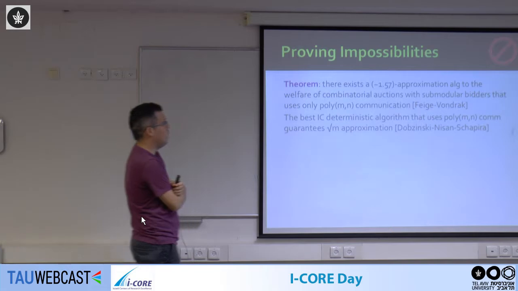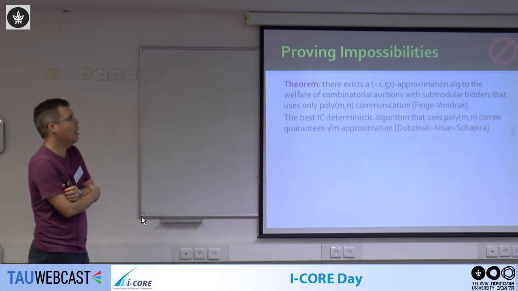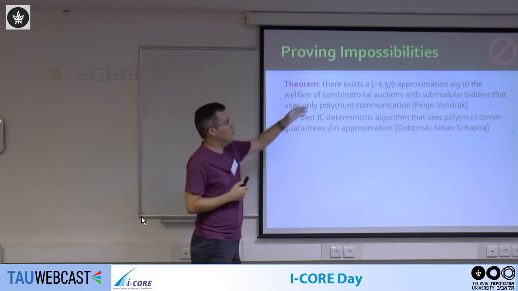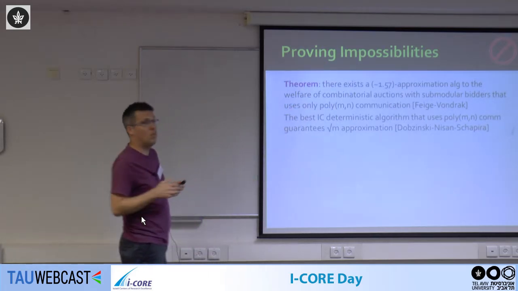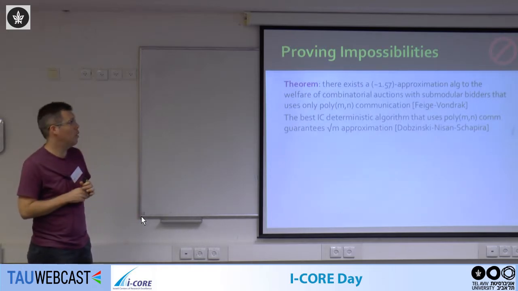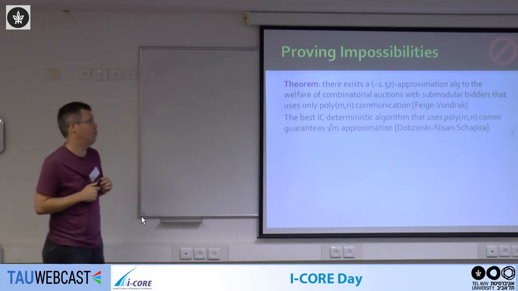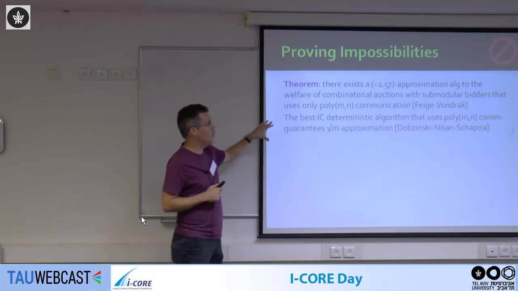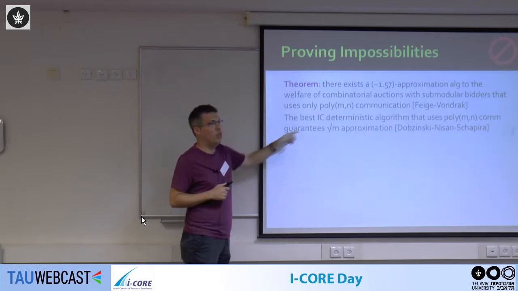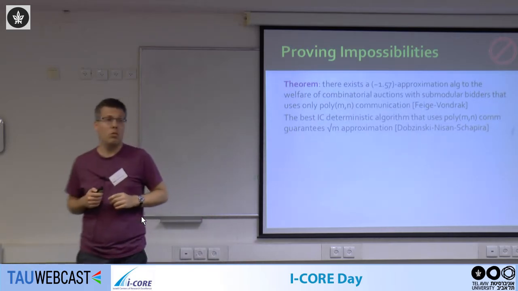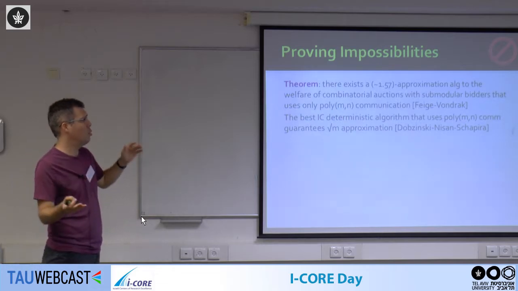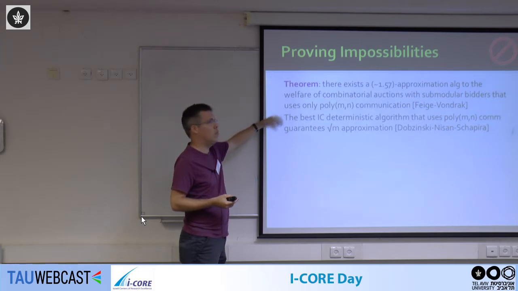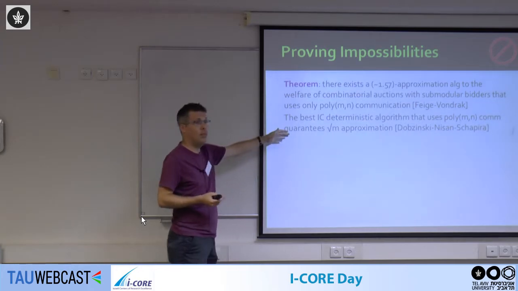So let's think about combinatorial auctions, and now let's restrict our bidders to have modular evaluations. And we know that there is a 1.57 approximation to the welfare that runs in polynomial time and uses polynomial communication. This is quite a good ratio, but the best incentive compatible mechanisms that we know guarantee only a poor approximation ratio of square root of m. So we really have a large gap, and we have no idea which is the correct answer, 1.57 or square root of m.